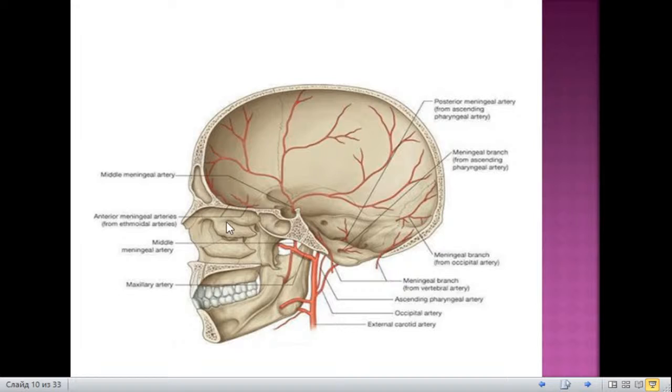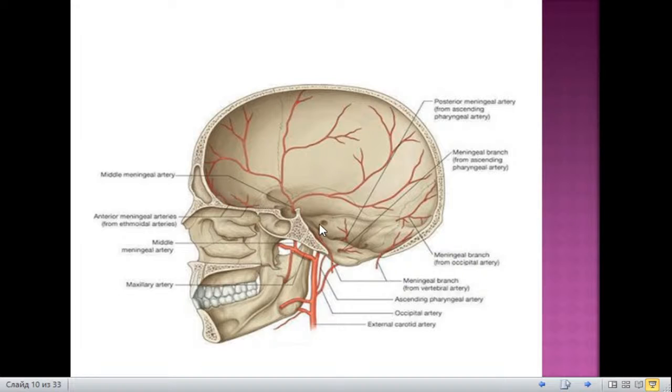Firstly, in the anterior cranial fossa. So this artery is the anterior meningeal artery. Anterior meningeal artery originates from the anterior ethmoid artery. You remember anterior ethmoid artery? It is the branch of the ophthalmic artery, which is branch of internal carotid. So this artery is here. Again, I'm repeating, it occupies this floor of the anterior cranial fossa.